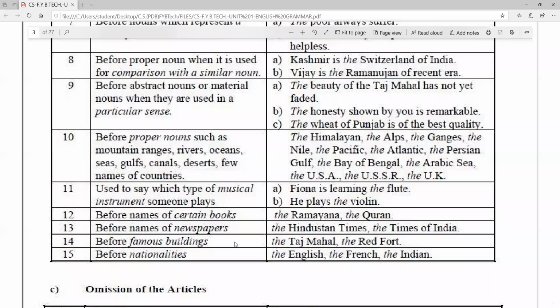सो फॉर इंडियन ऑल्सो वी हॅव टू यूज द आर्टिकल, द इंडियan, द ब्रिटिश or the English, the French, the Roman, the American. These are some of the nationalities, the Chinese, the Japanese. So these are some of the nationalities, and before these nationalities we make use of the article, that is the.